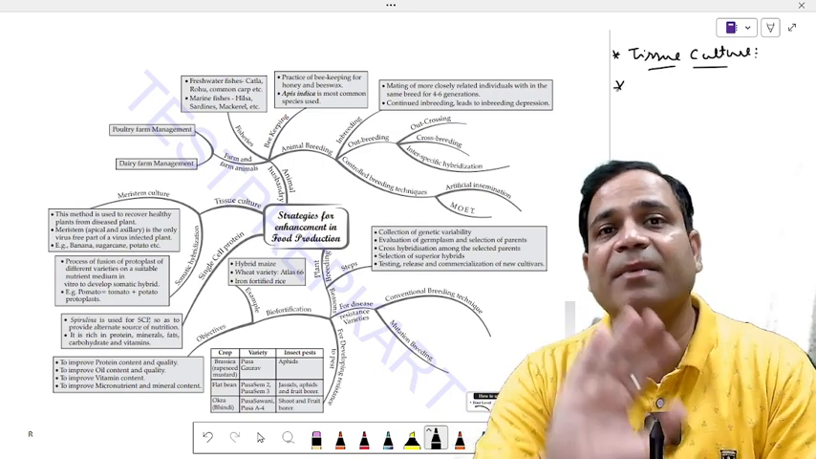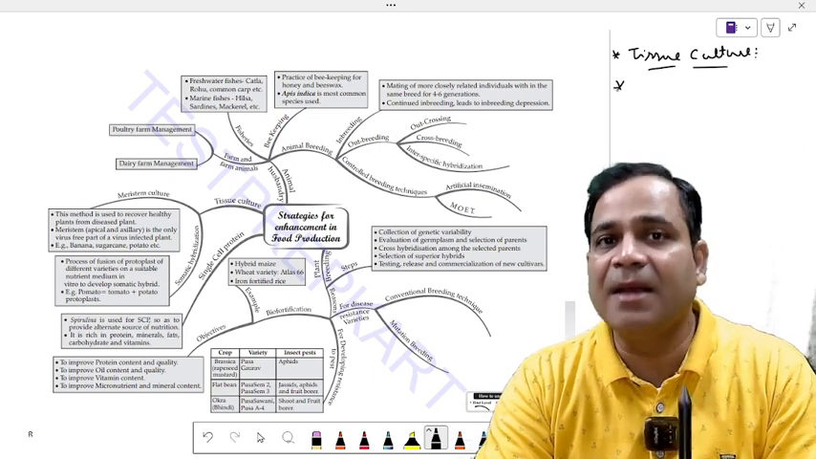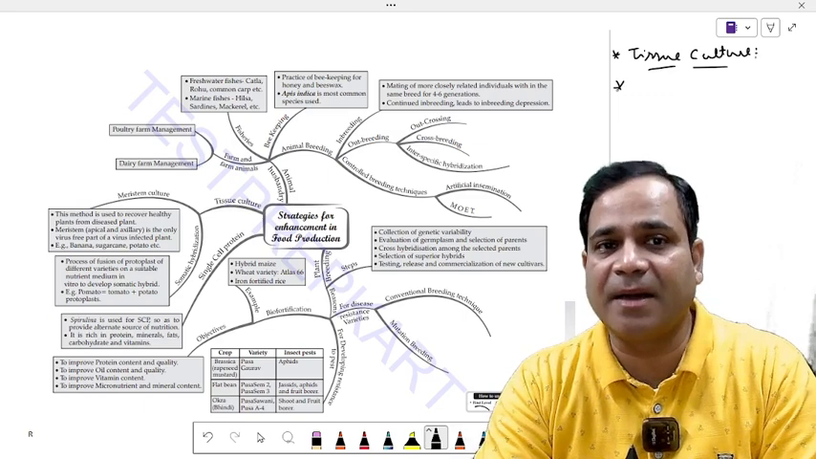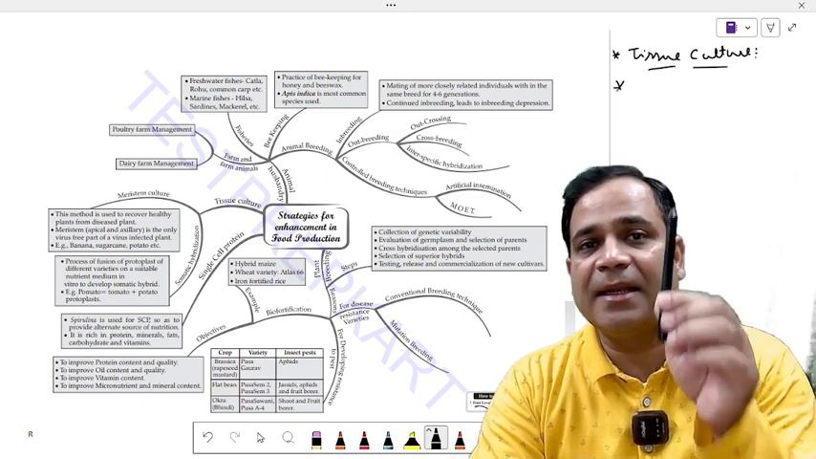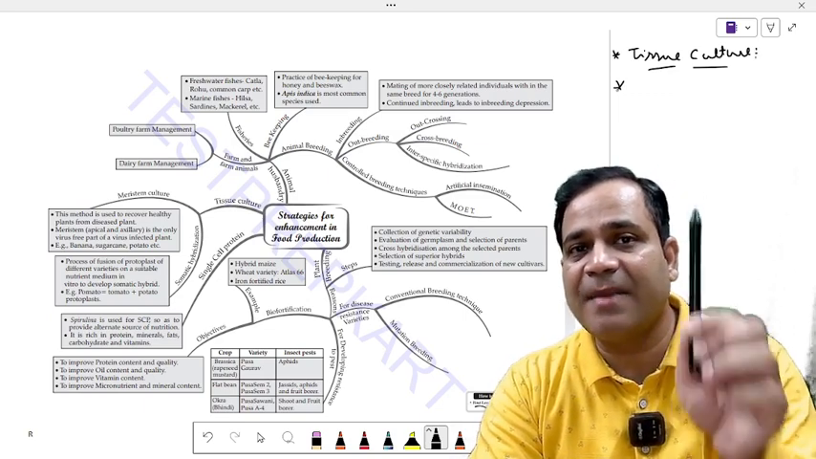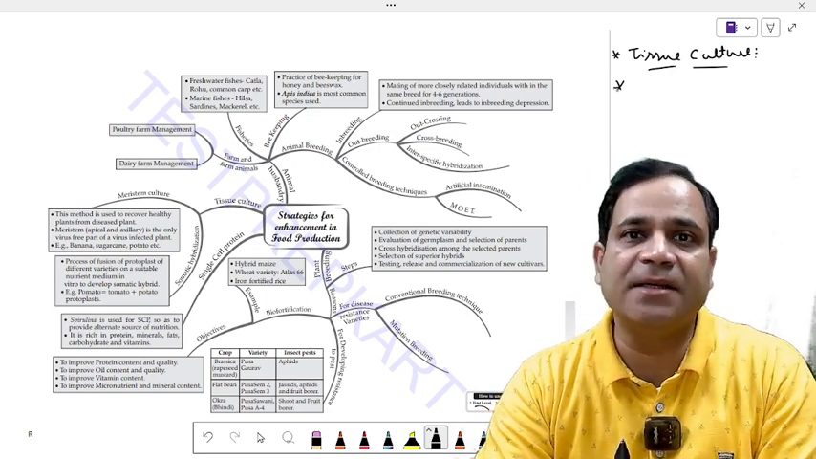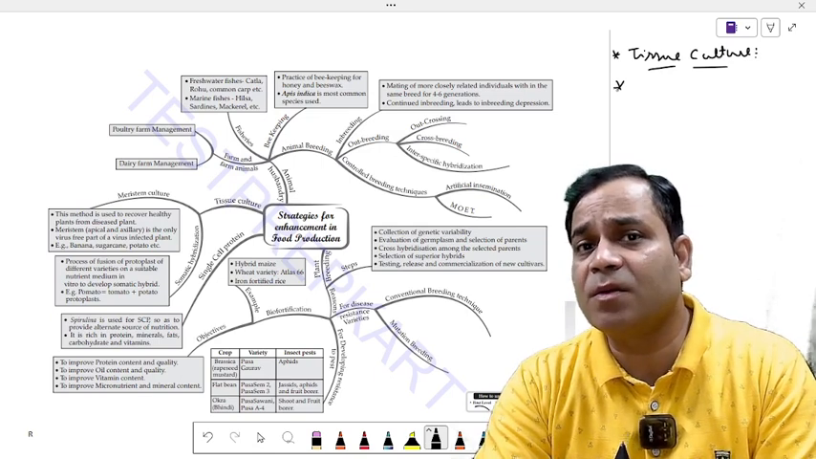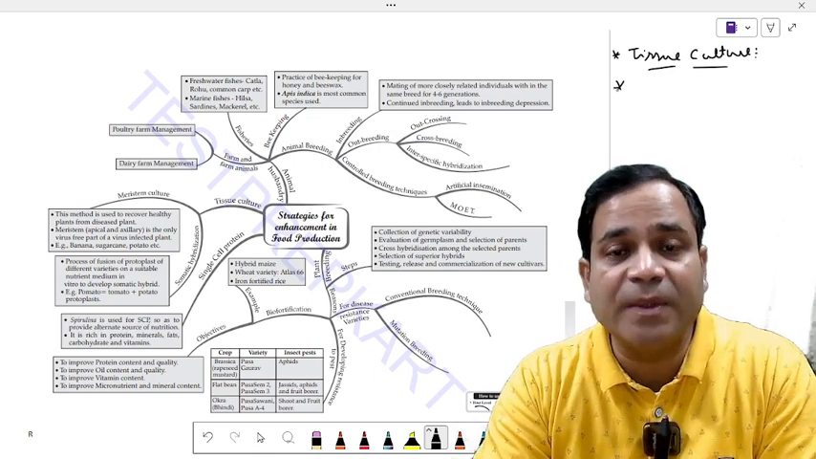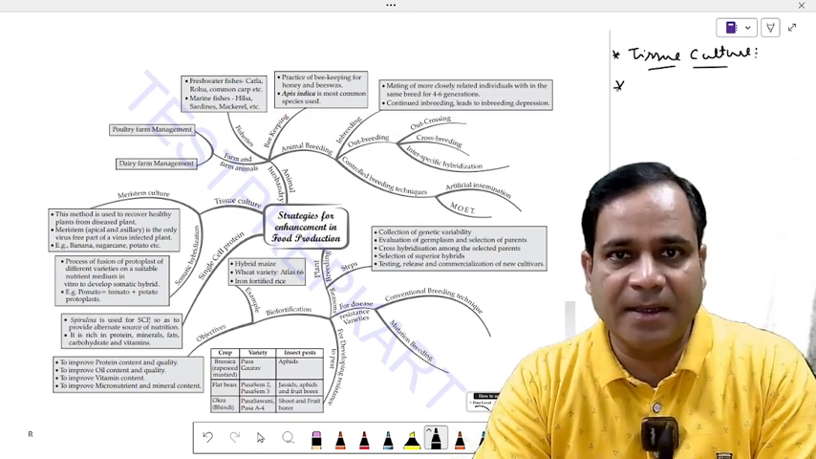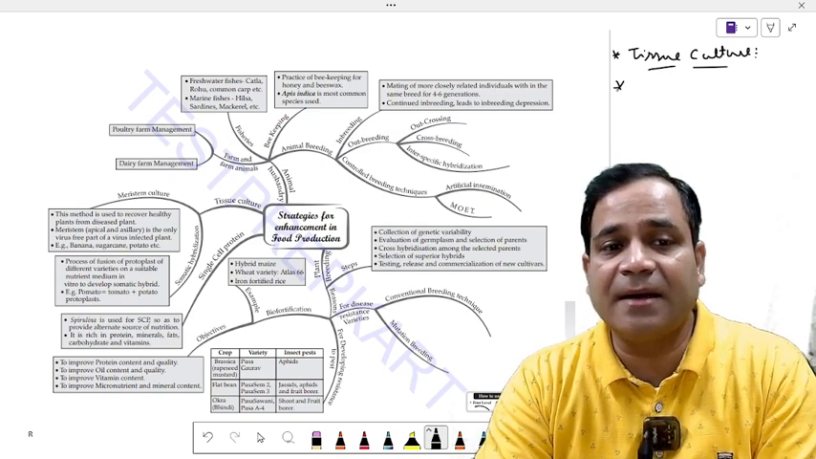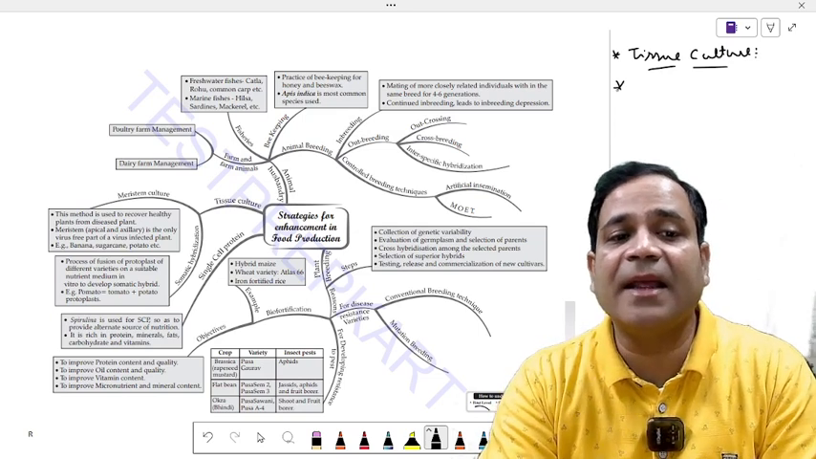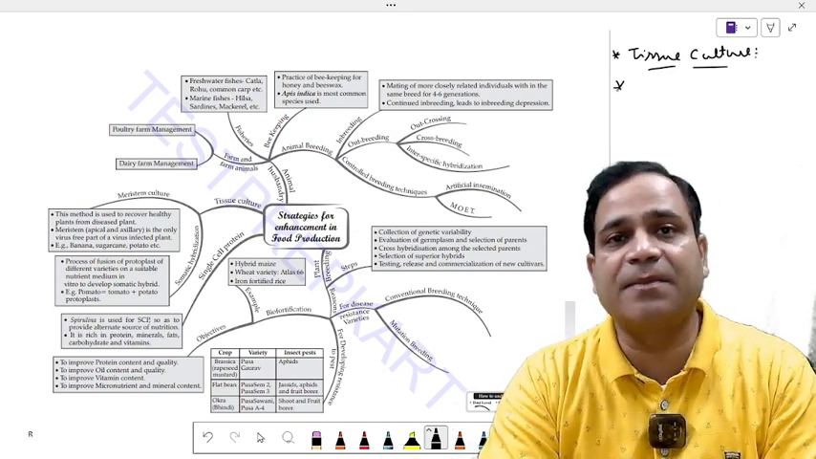And once the plant becomes matured, the time comes when the plant doesn't grow. That tissue is known as permanent tissue. So here there are two types of tissue: the meristematic tissue, which is called the dividing tissue, and the permanent tissue, which is the tissue that cannot be divided further. So here I'm saying that meristematic tissue is used to recover healthy plants from diseased plants.